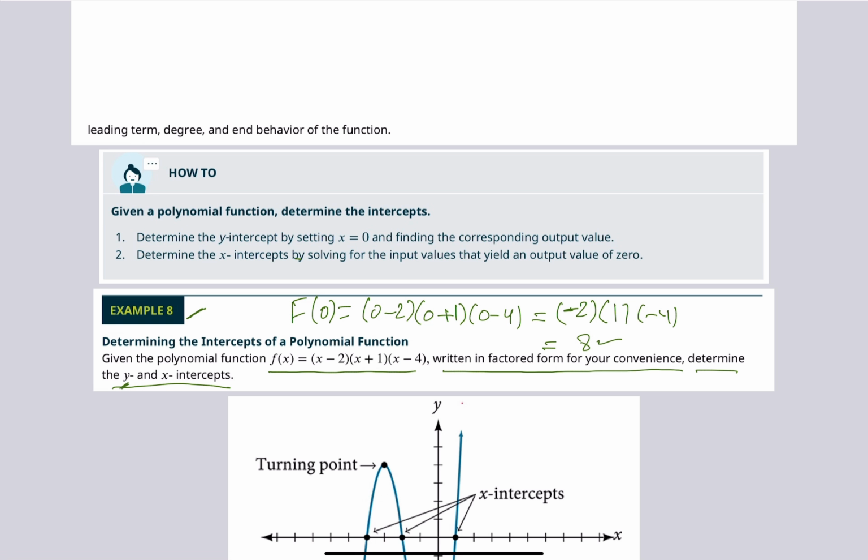That's it. Now, how do I find the x-intercepts? You take the function and place it equal to 0. You have x minus 2, x plus 1, x minus 4 equal to 0. So x minus 2 equals 0, x plus 1 equals 0, and x minus 4 equals 0. So what does this tell us? It tells us that x equals 2, x equals negative 1, or x equals 4. So these are the 3 x-intercepts.